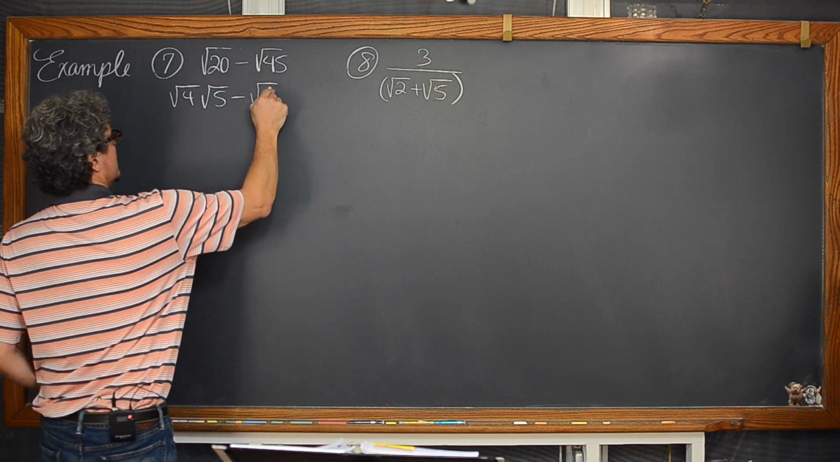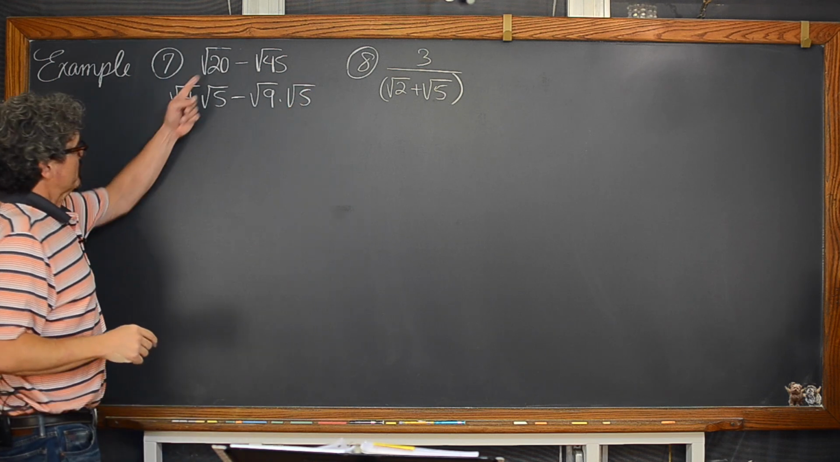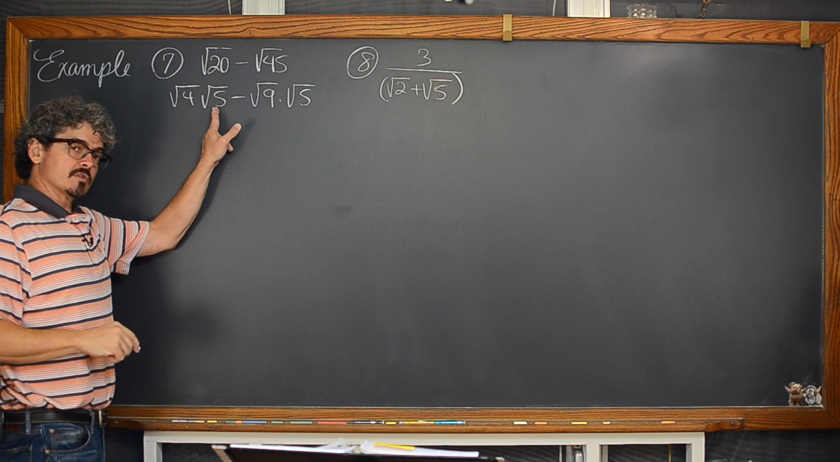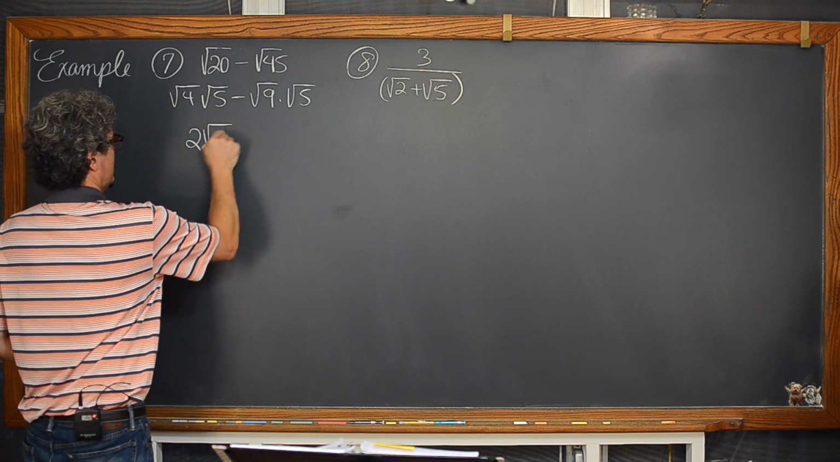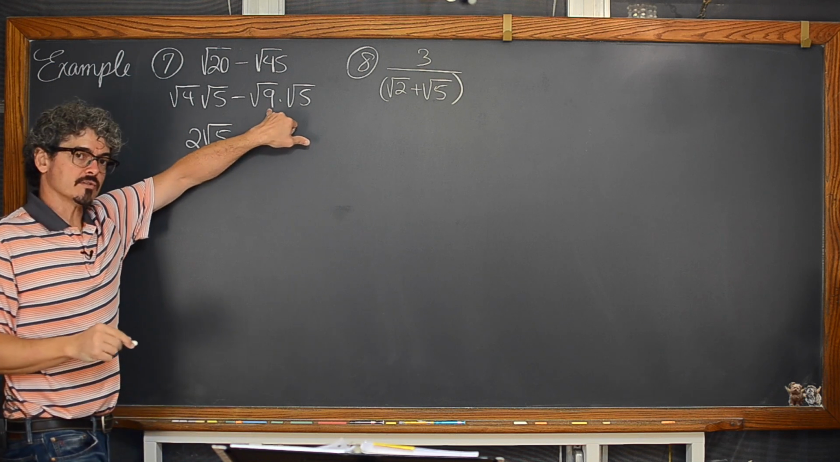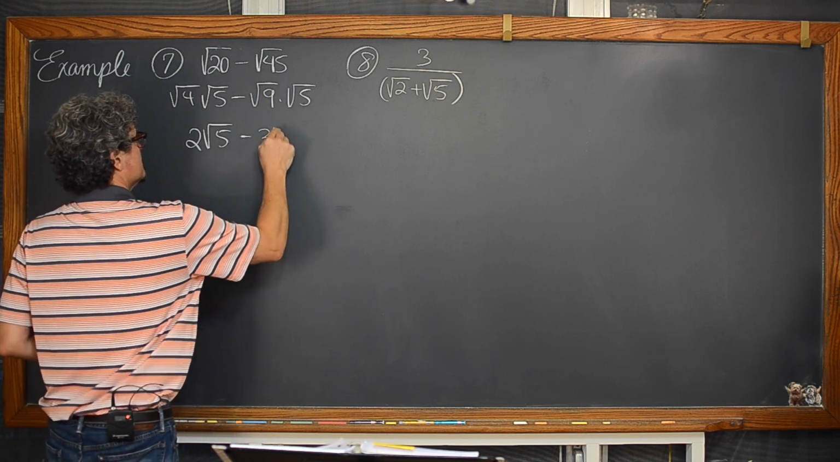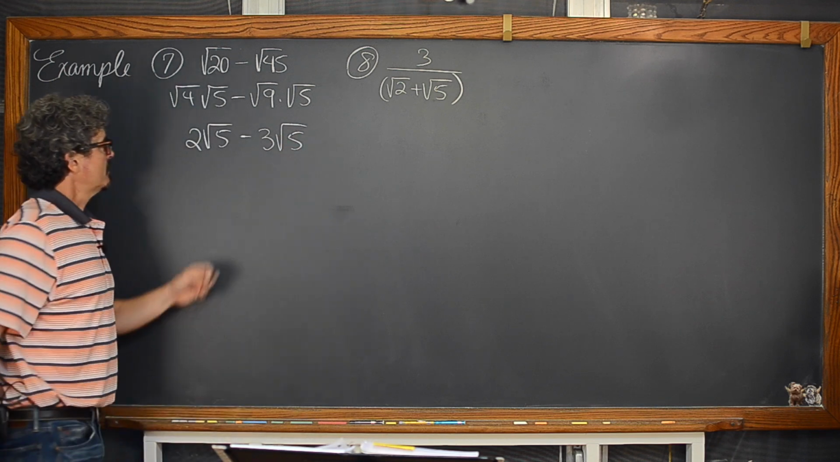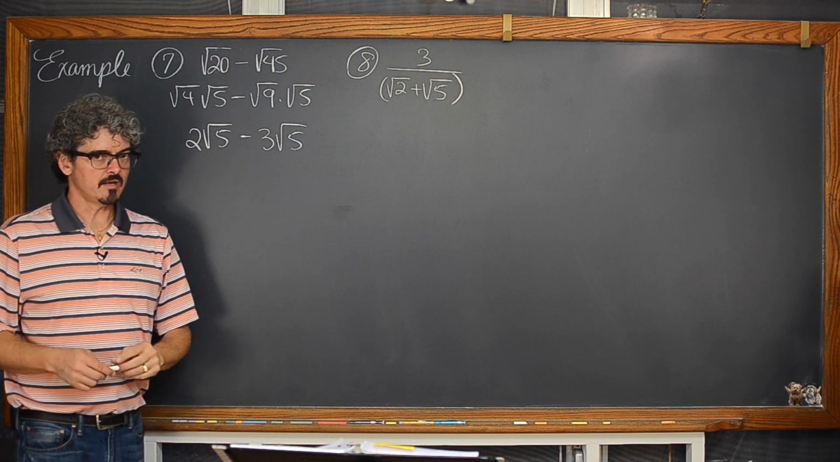So we have the square root of 9 times the square root of 5. And with the square root of 20 giving us the square root of 4 times the square root of 5, the square root of 4 is 2. So we have 2 square root of 5. The square root of 9 is 3. So we have now minus 3 times the square root of 5. And we have now 2 times the square root of 5 minus 3 times the square root of 5.